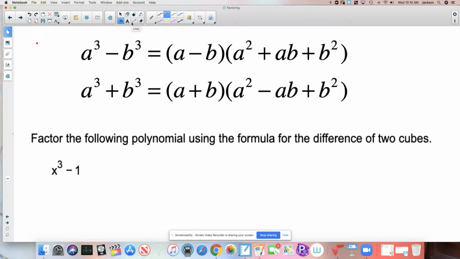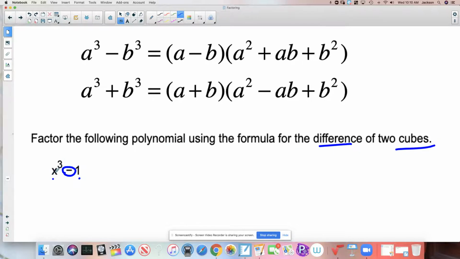Okay, let's look at the third scenario where we have a binomial that can be factored. We call this a binomial because we have two terms. Now this binomial is a very specific case that we call the difference, right? Difference, subtraction, the difference of cubes. Now why is it the difference of cubes?